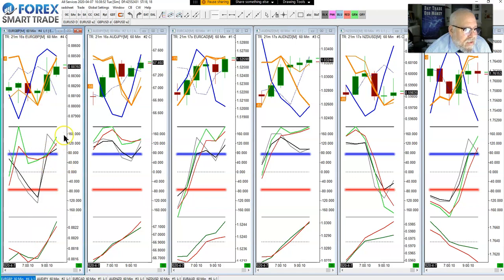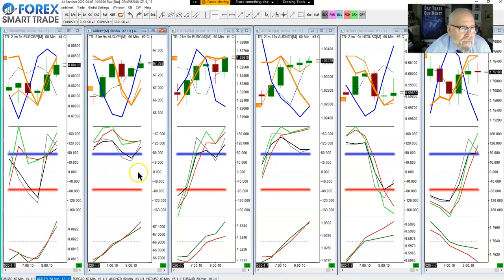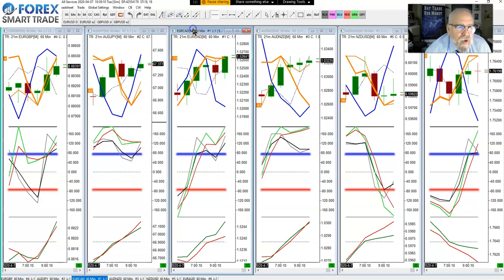Euro pound, overbought, but going up. Australian pound yen, overbought, not going down yet, going up. Euro CAD, overbought, not going up. Now, I'm kind of a strict, I strictly adhere to the indicator.